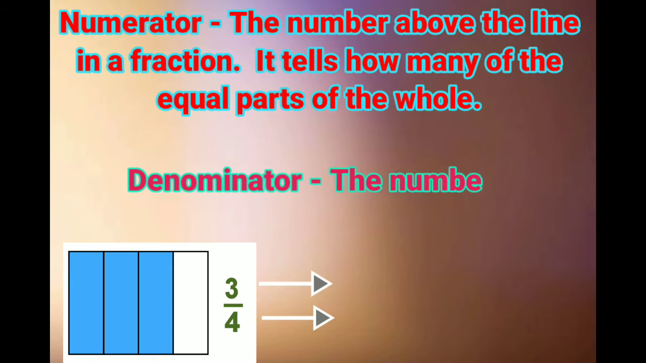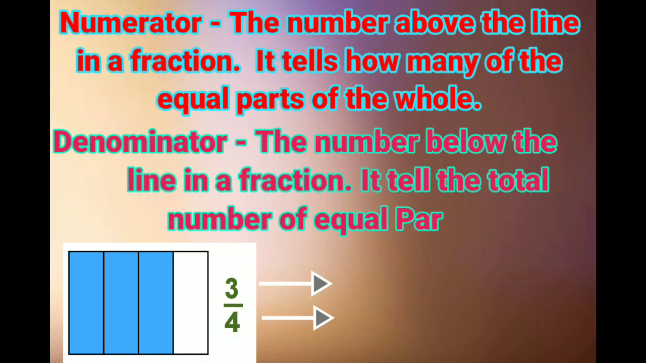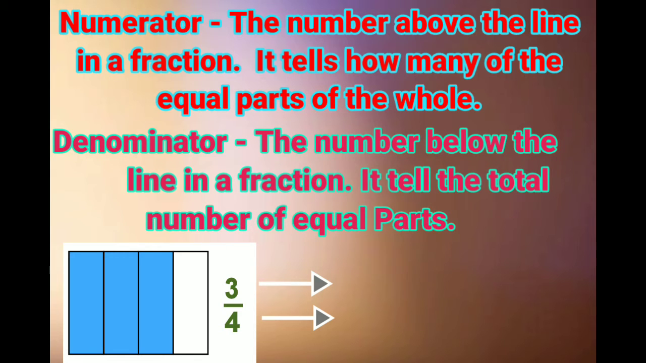Then the denominator, the number below the line in a fraction. The number below the line in a fraction is the denominator. It tells the total number of equal parts.